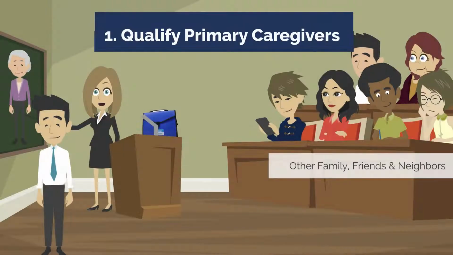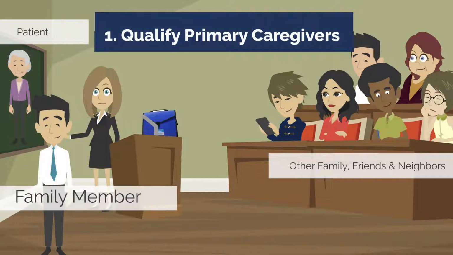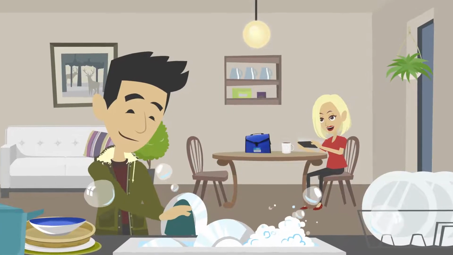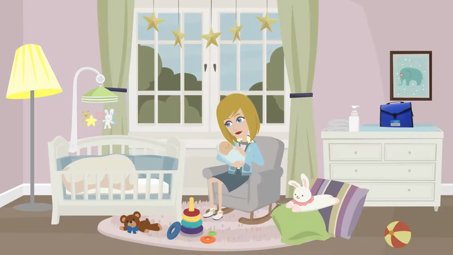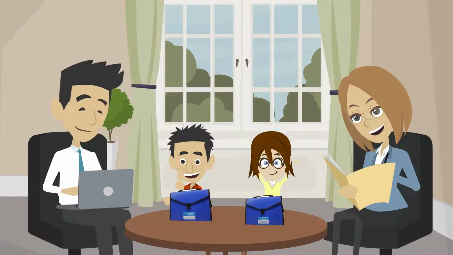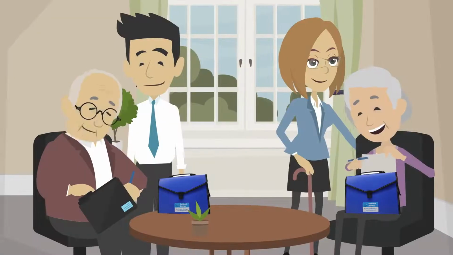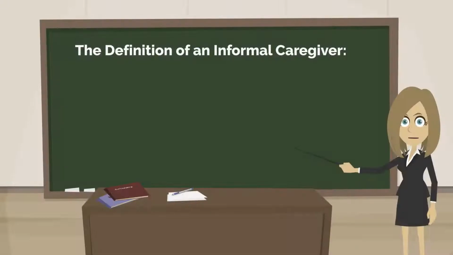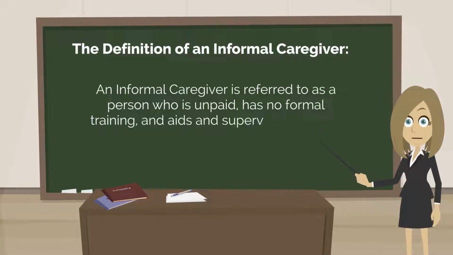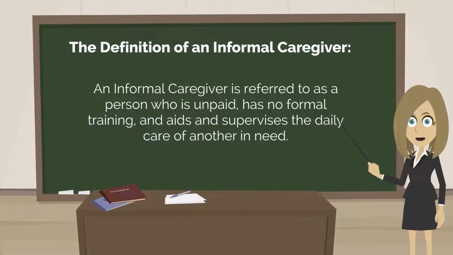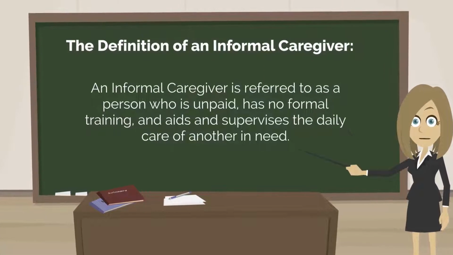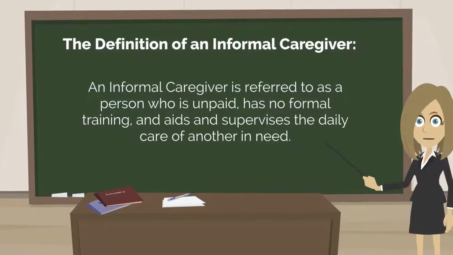The qualifying participants for the Patient Better program are people who help with the daily activities of care that are not compensated and have no formal training for their assistance. This may include yourself, parents, guardians, or anyone that's considered as an informal caregiver. An informal caregiver is referred to as a person who is unpaid, who has no formal training, but aids and supervises in the daily care of another in need.